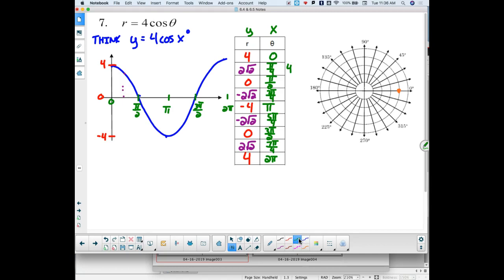So this is like 45 degrees, 90 degrees, 135, 180, 225, 270, 315, and 360. Right? Degrees might be a little easier because that helps us with our polar graph. Okay? So at 45 degrees, I'm out 2 square roots of 2 radii.